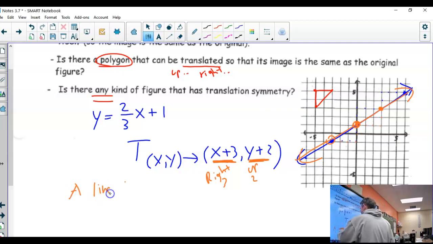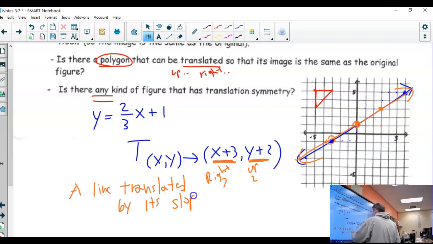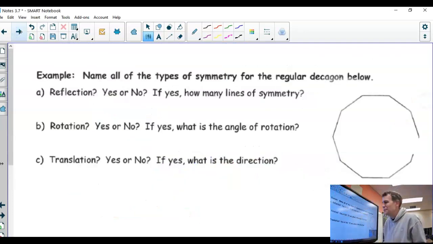A line translated by its slope is a figure that has translation symmetry. All right, we're almost done. Two minutes probably. Name all the types of symmetry for the regular decagon below.